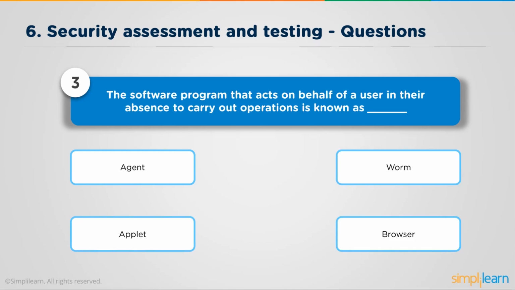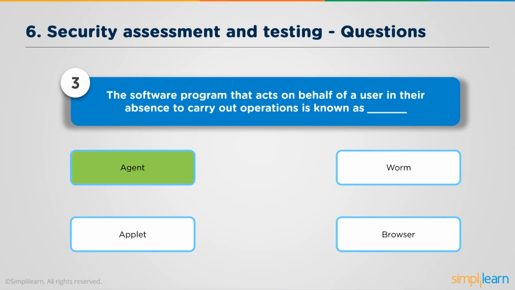The software program that acts on behalf of a user in their absence to carry out operations is known as an agent, worm, applet, or a browser. A browser is nothing but software that allows you to surf the internet. A worm is a malicious application that would be more of a nuisance value than anything else. An applet is something that allows you interconnectivity. An agent is something that can be automated, used for automated tasks, and can run those tasks in the absence of a particular user.